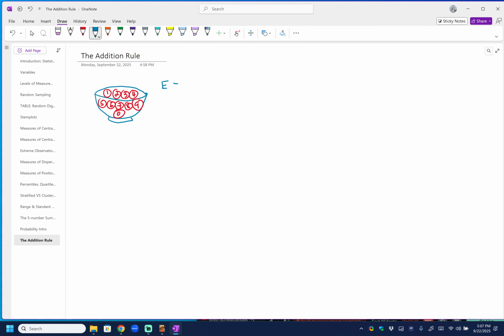Okay? So, what we're going to do is we're going to define two events. The event E is going to be choosing a number less than or equal to 2. And the event F is going to be choosing a number greater than 7.